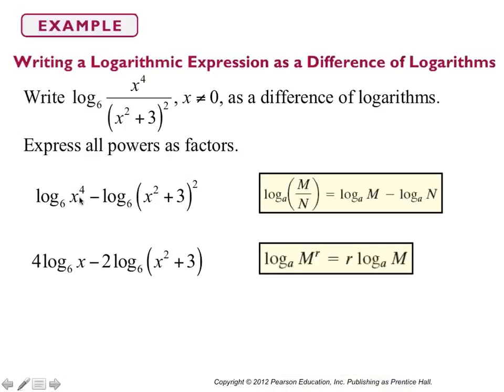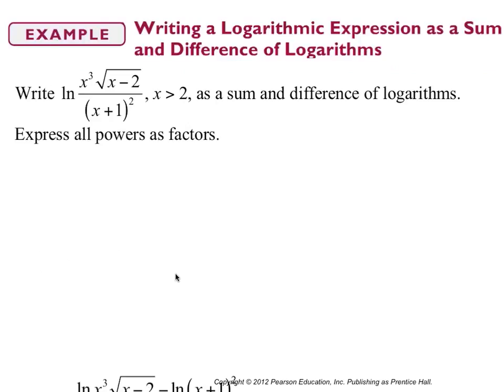And then we rewrite our powers as factors. So we take our 4, which was our power, and move it out front, so it's now a factor. So we have 4 times log base 6 of x, and then we take our 2, which was a power, and move it out front as well. So we have minus 2 times log base 6 of x squared plus 3.